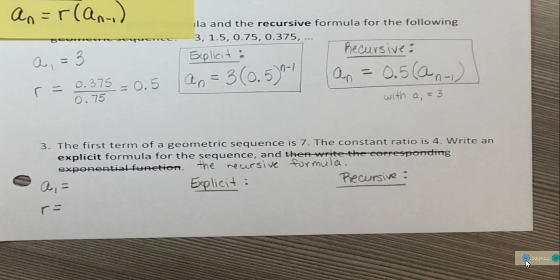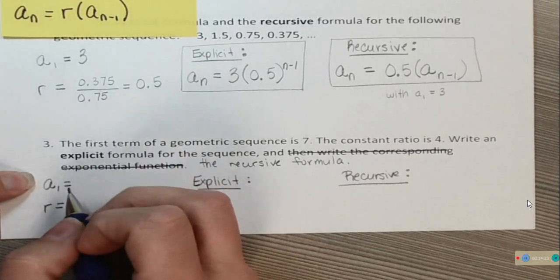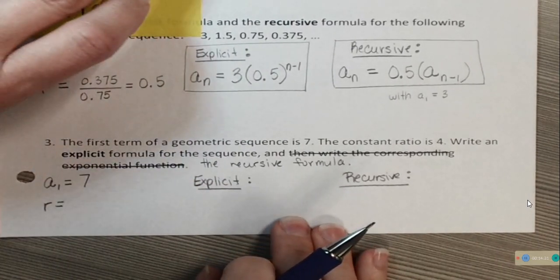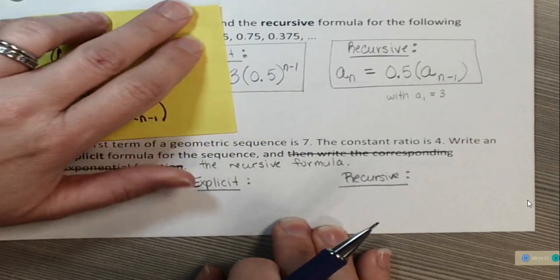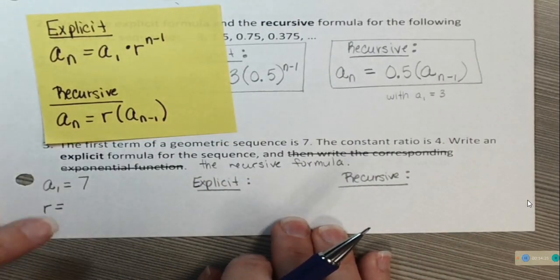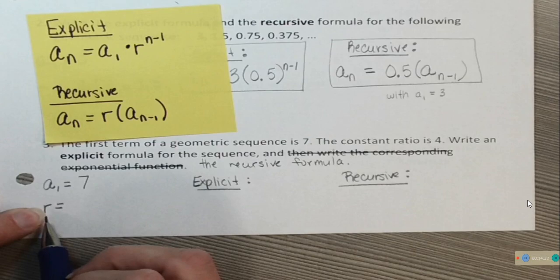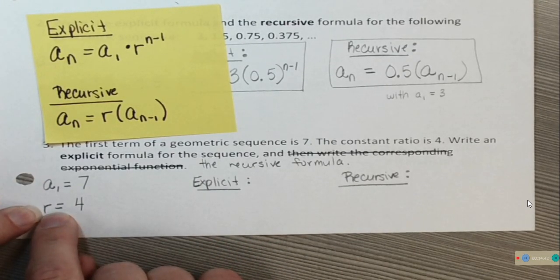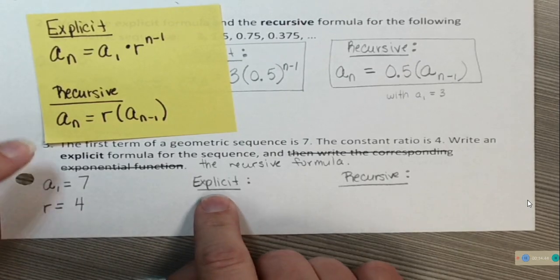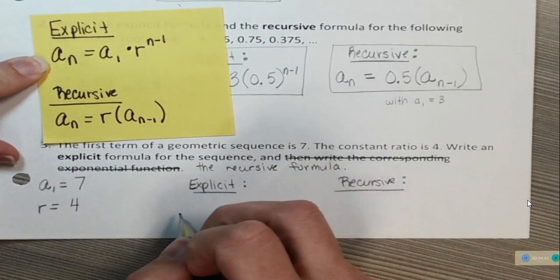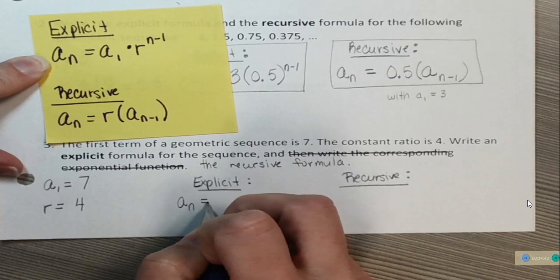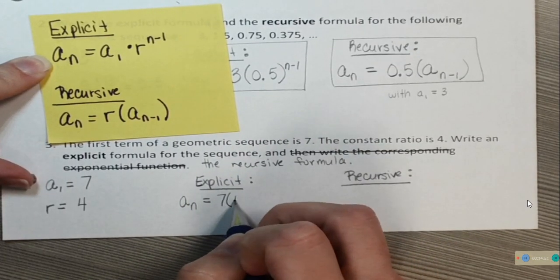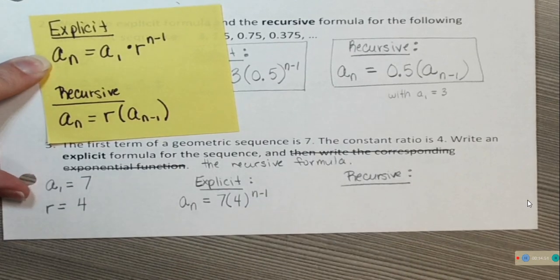All right, let's see how you did. According to this information, what is A1 going to be? 7. How'd you know? It says first term is 7. That's right. All right. What is your R? What's that represent? 4. That's the constant ratio. That's what you're multiplying by over and over and over. All right, so let's write the explicit. You don't know n because you're writing a rule. A sub n equals A1 is 7 times 4 to the n minus 1.